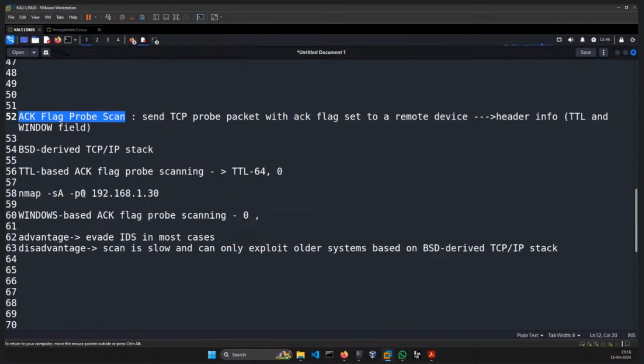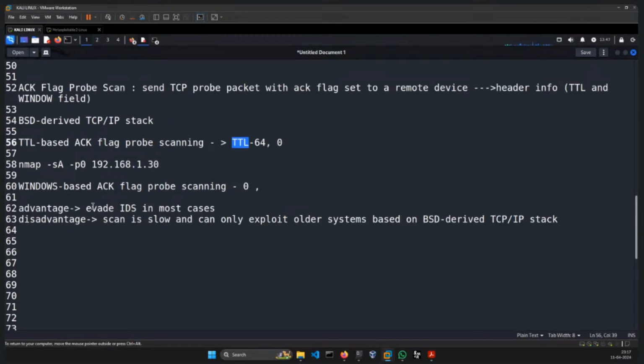Now, if I provided port 0 only, if you provide a range of ports, or if you scan the top 1000 ports, then you will be able to understand the difference through the TTL or the size of the window, right?